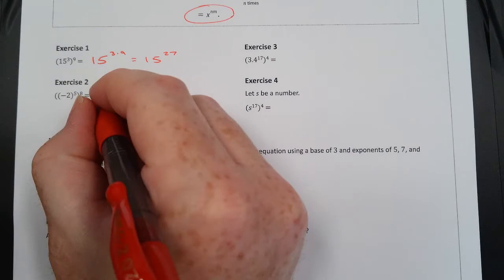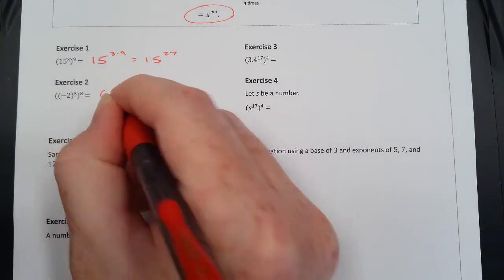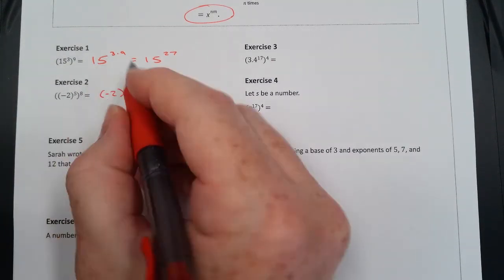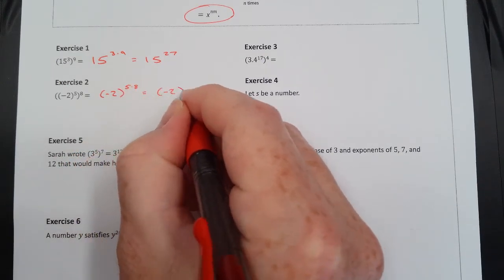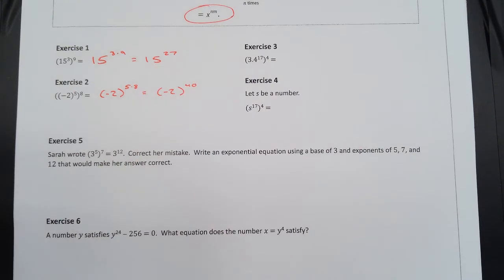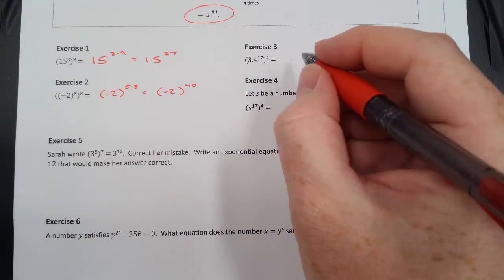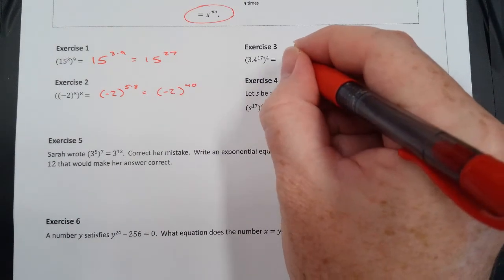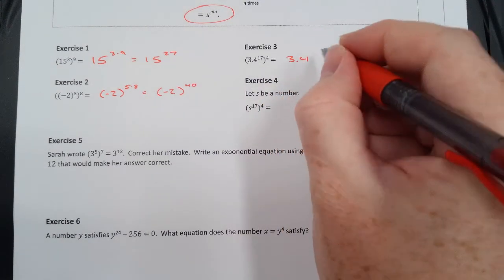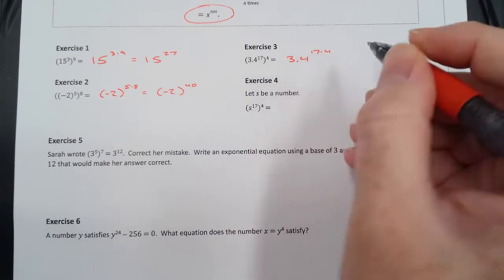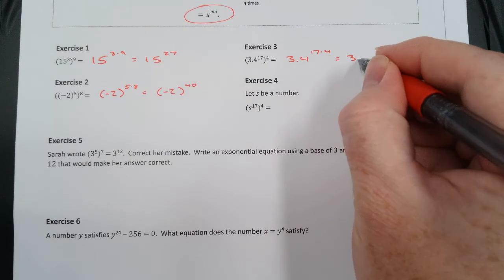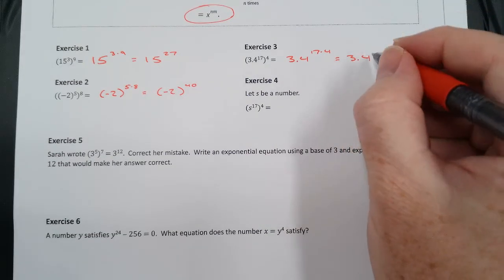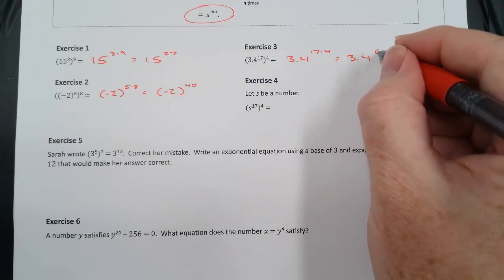Exercise 2, the base is -2, and both exponents are 5 and 8. Multiply them together. Final answer, -2 to the 40th. Same thing for exercise 3. 3 and 4/10 is the base. I multiply the exponents together when there's parentheses like that. Gives me 3.4 to the 68th.